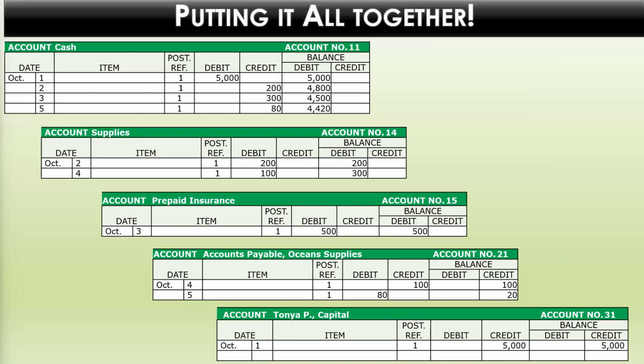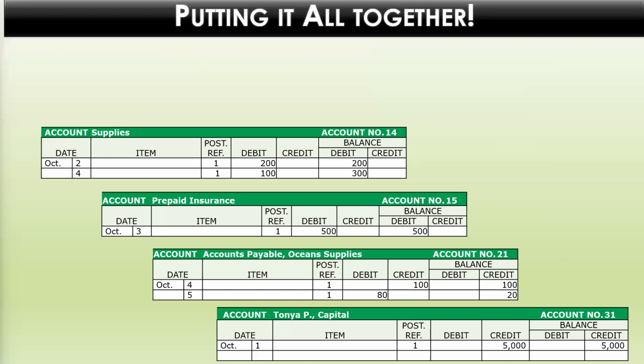October 3, same thing. We'll subtract that $300 from $4,800 and we'll now have $4,500. On October 5th, we're going to subtract $80 from the prior balance. The prior balance was $4,500. So if we go $4,500, subtract $80, the new balance here for the cash account is $4,420.